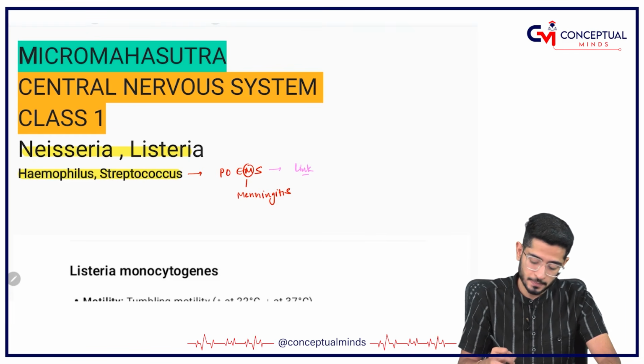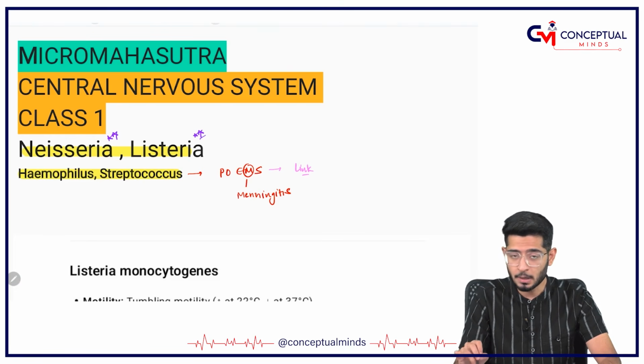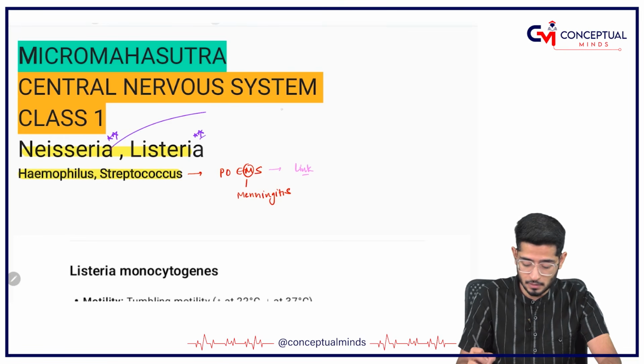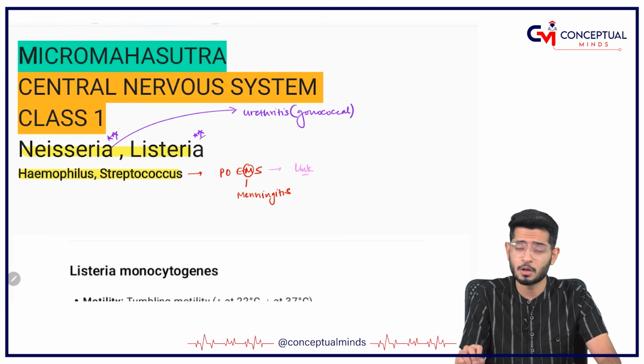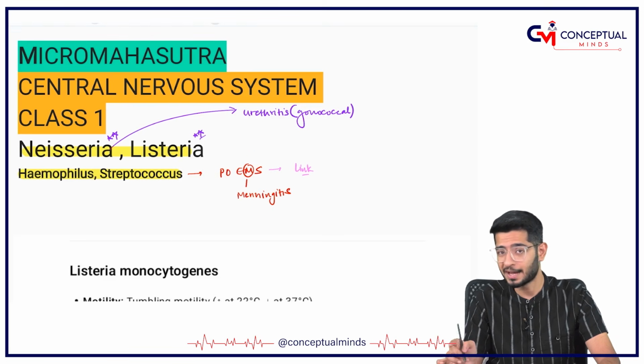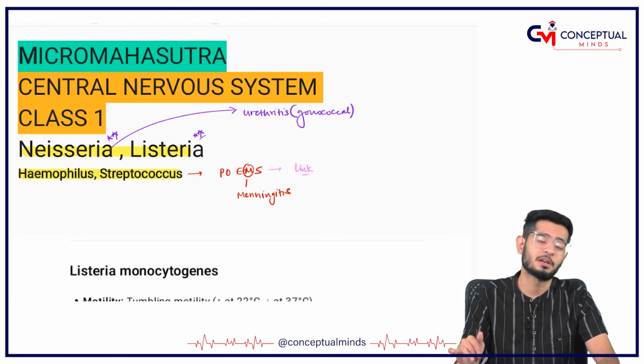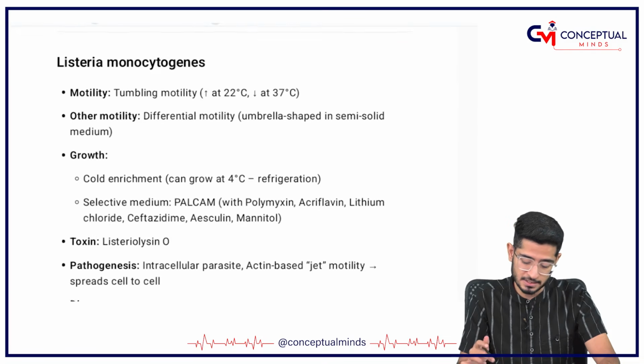So coming on to the Neisseria and Listeria, these are the core topics over here. But one important thing, Neisseria is also responsible for causing urethritis, that is called gonococcal urethritis. Although we will study it here only, when we start UTI, the kidney, we will teach you this with the help of this video only. So I'll put the link of this video in that description so that you can come back and revise it from this video. Starting with the Listeria.